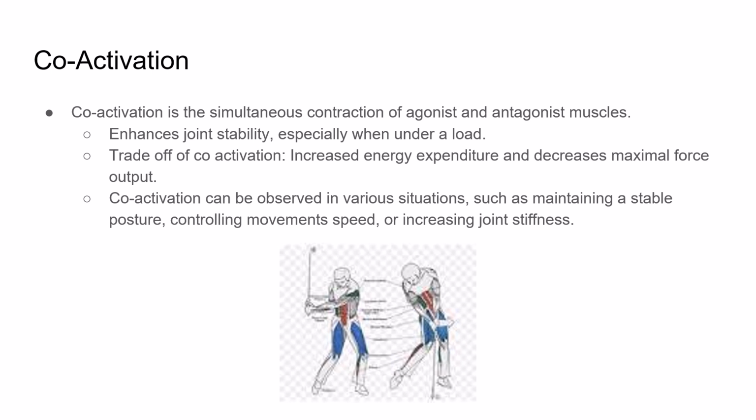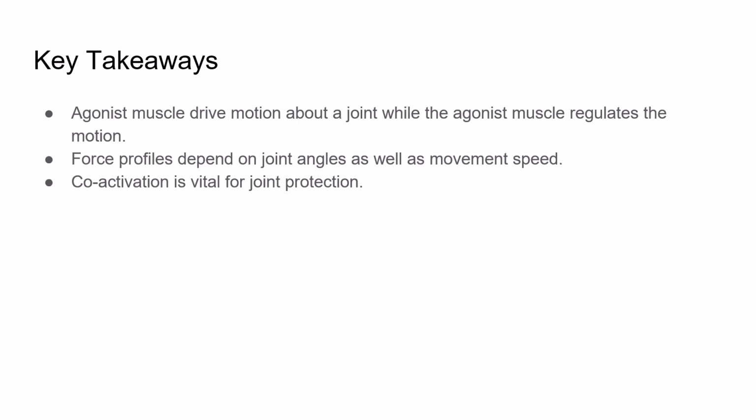And to wrap up with some key takeaways, the agonist muscle drives motion about a joint while the antagonist muscle regulates the motion. Force profiles depend on the joint angle as well as movement speed, much like the graphs that we discussed in the presentation. And coactivation is vital for joint protection.